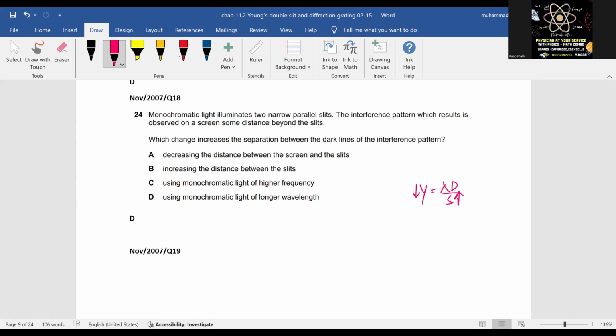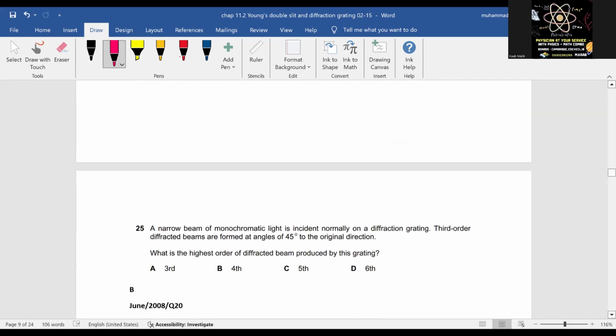Using the monochromatic light of higher frequency. Higher frequency means lower wavelength, so y is also lesser. Using the monochromatic light of longer wavelength. Longer wavelength works. Irfan, getting it? Yeah, fine, I got it.